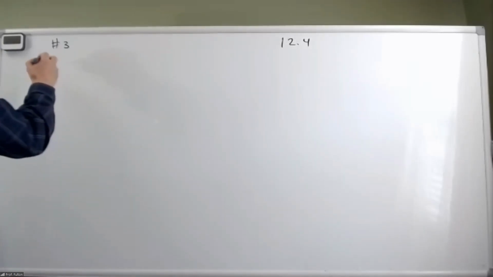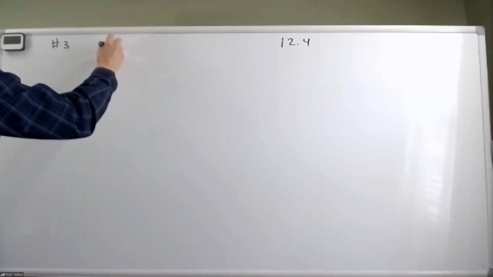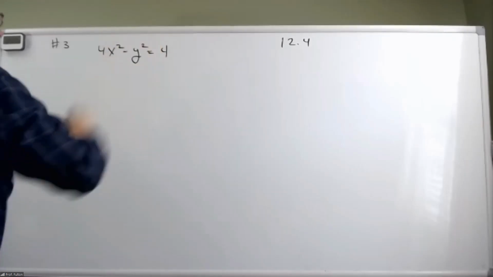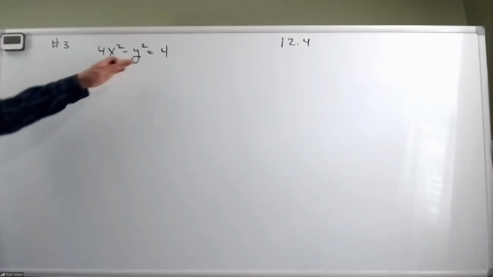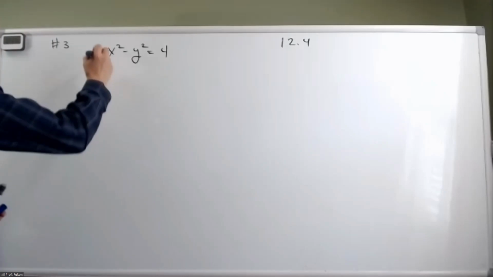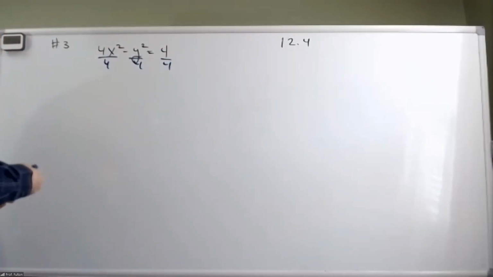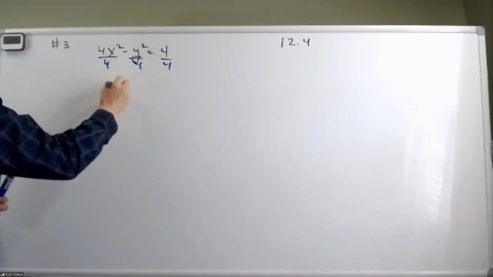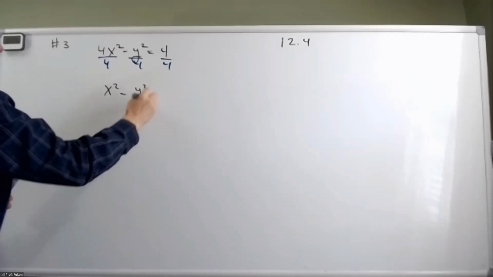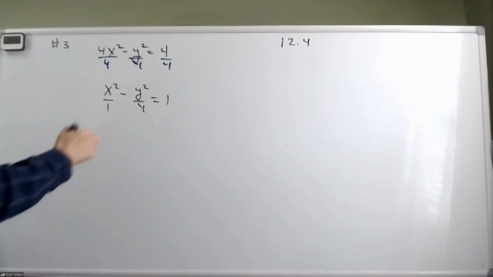Okay, so let's take a look at number 3. And this is given as 4x squared minus y squared is equal to 4. What we're going to do is we want to get that 1 on the right-hand side, so I'll divide everything here by 4. So I end up with x squared minus y squared over 4 is equal to 1. Put that over 1 so you can kind of think of what's happening here.